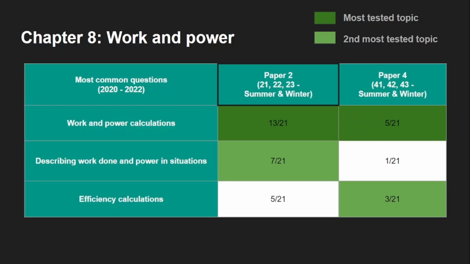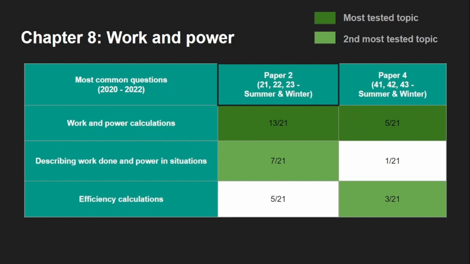So in Chapter 8, Work and Power, I have looked at recent past papers from 2020 and 2022. I've seen both Paper 2 and Paper 4. Paper 2 is a multiple choice paper. Paper 4 is a theory paper. I've seen all three variants, 2.1, 2.2, 2.3, as well as 4.1, 4.2, 4.3. I've looked at the summer, the winter, as well as the Feb-March papers to try and get the full breadth.